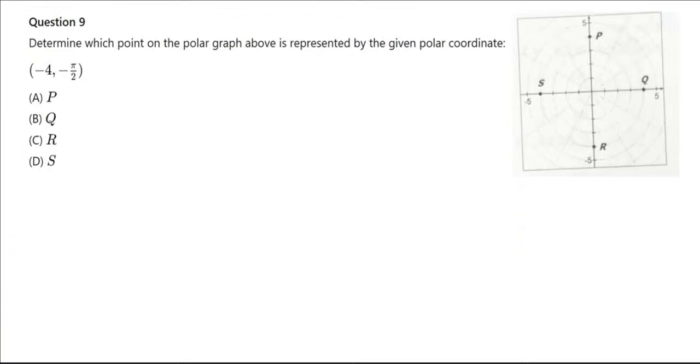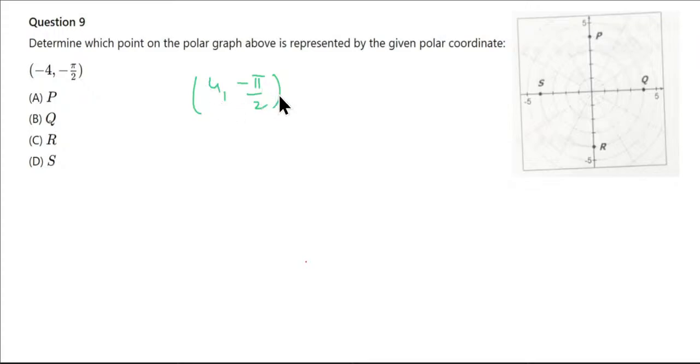This is question 9. This is about polar curves now. Determine which point on the polar graph is represented by the given polar coordinate. So we have 4 points P, Q, R, S, and we need to find which point the coordinate -4, -pi over 2 corresponds to. My recommendation is this negative sign always creates confusion. So just ignore that negative sign for the moment and graph 4, -pi over 2, in other words, graph with positive r.